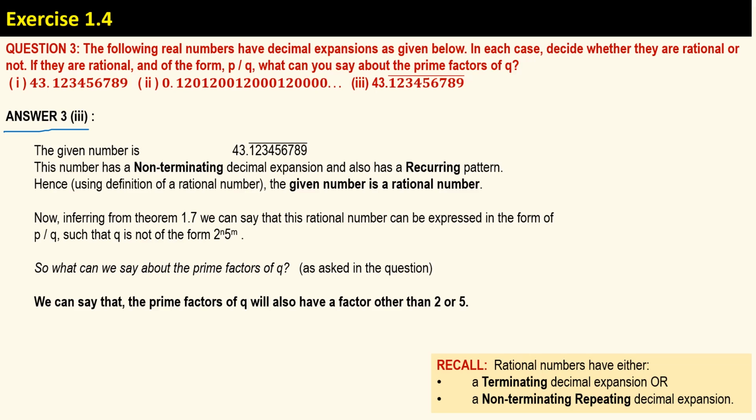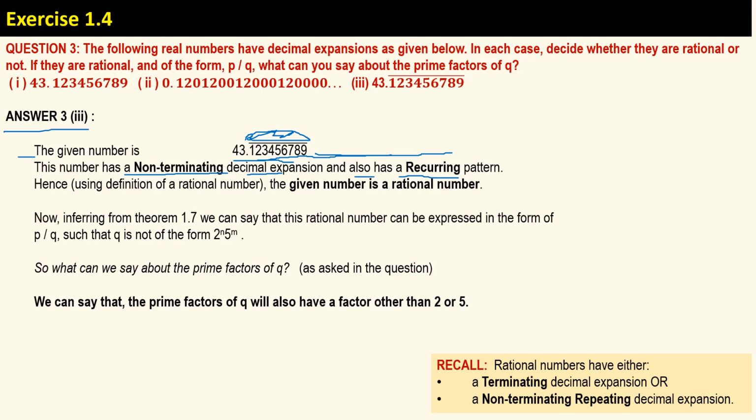Answer 3, part 3. The given number is 43.123456789 123456789 123456789 and so on. We are repeating the digits from 1 to 9 because there is a bar over them. So this bar implies that these numbers are repeated. So we notice that this is a non-terminating decimal expansion, and also it has a recurring pattern of 1, 2, 3, 4, 5, 6, 7, 8, 9, which is again repeated 1, 2, 3, 4, 5, 6, 7, 8, 9 and so on.